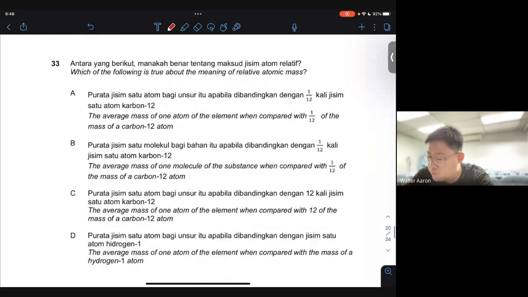33, which of the following is true about the meaning of the relative atomic mass? This is in reference to carbon-12, of course, because carbon-12 is the benchmark, or the reference atom, to compare the relative atomic masses. So the best answer to describe that particular term, the meaning of the relative atomic mass, in this case, will be A. The average mass of one atom, when compared with 1/12 the mass of a carbon-12 atom. That is the definition of relative atomic mass in relation to carbon-12.